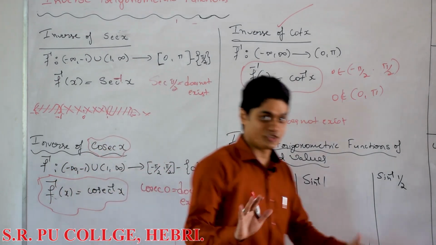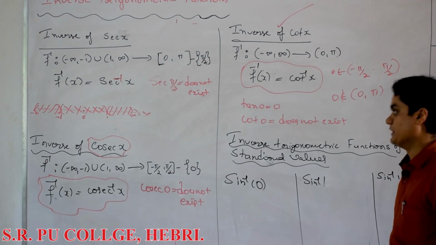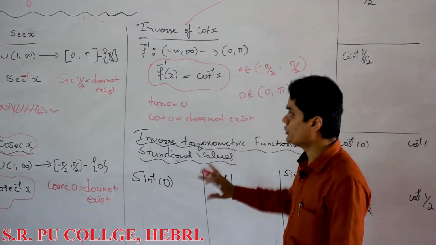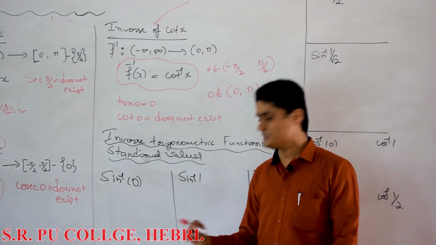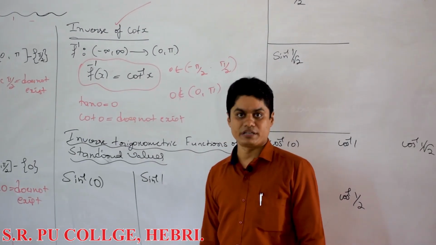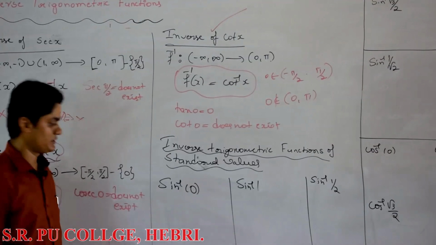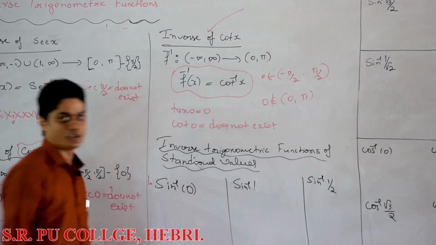So these are the 6 inverse trigonometric functions. Here you should remember its domain and range. Let me explain more about this inverse trigonometric function by taking some standard values. This value you should remember. The first inverse trigonometric function, sine inverse of x. The first value is sine inverse of 0.